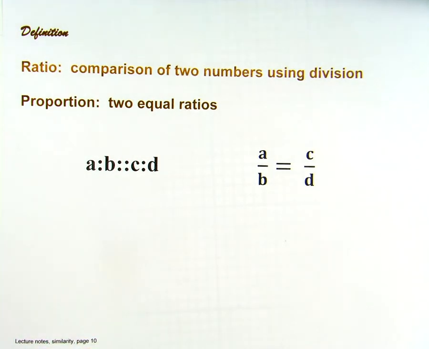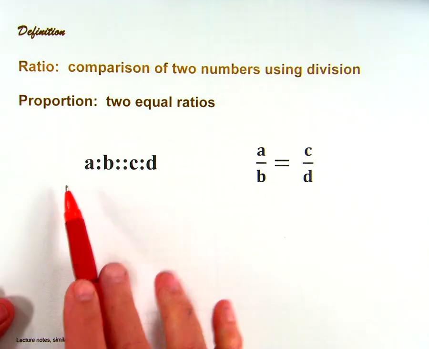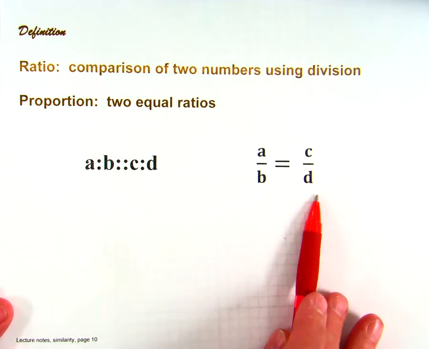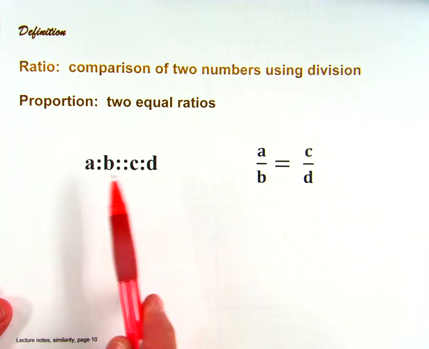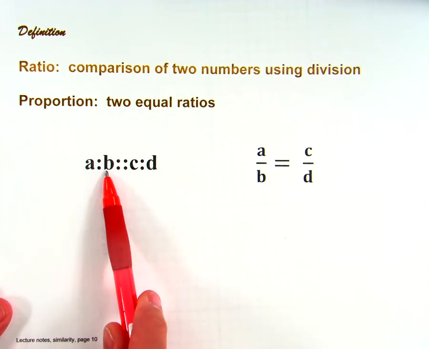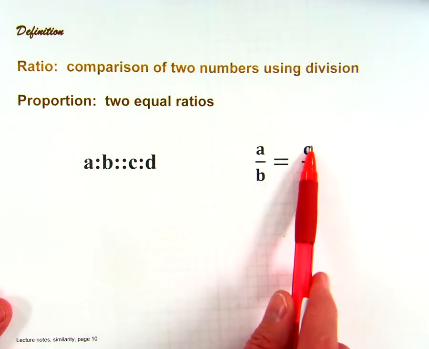Going to talk some about ratios and proportions. A ratio is a comparison of two numbers using division, shows the relationship between them. A proportion is two equal ratios. When we talk in a proportion, it can be written out as a logical string, or it can be written as two fraction form ratios. We say it the same way either way. A is to B as C is to D.